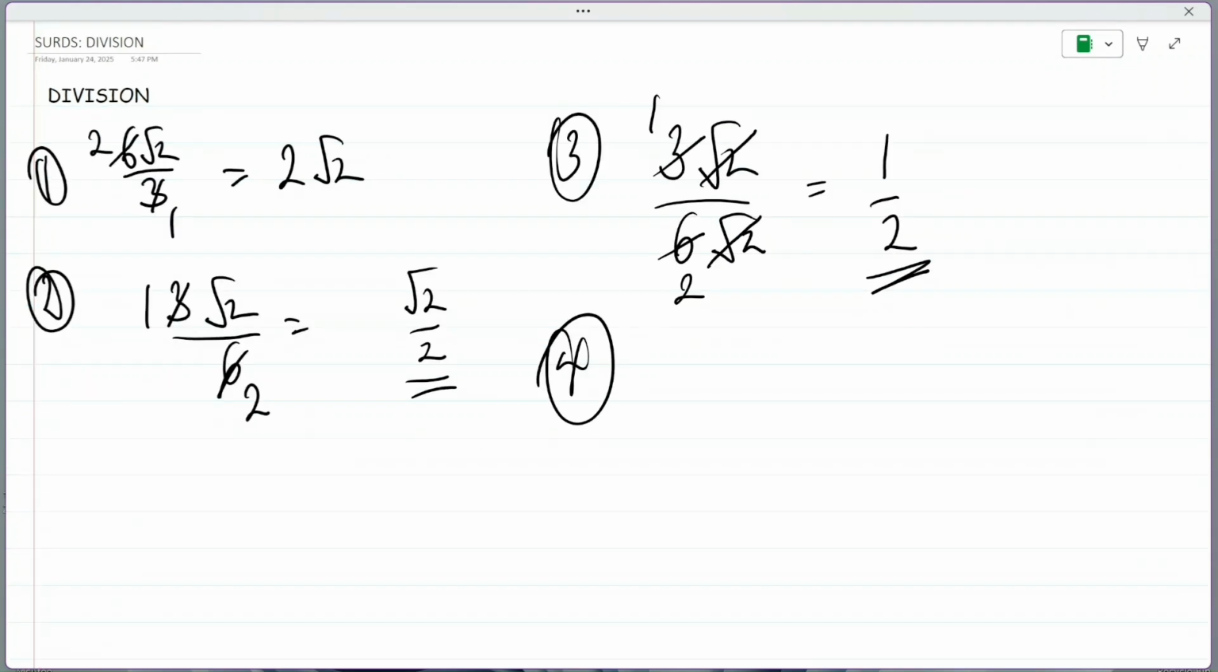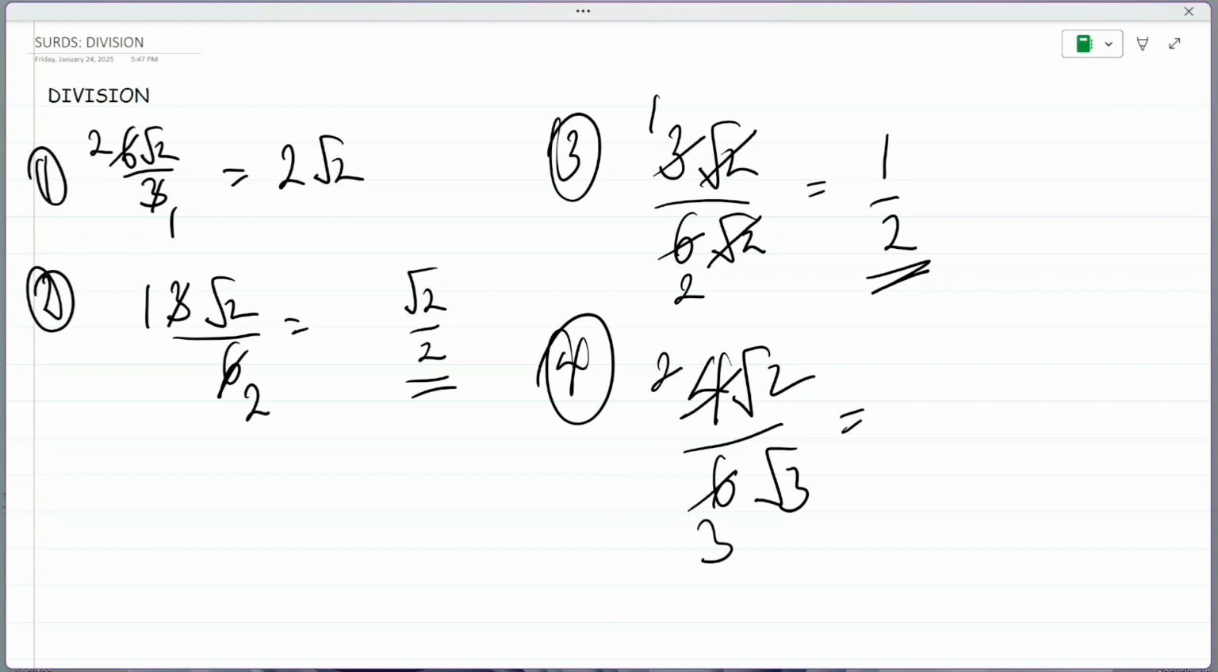Question 4. What if you have 4 root 2 over 6 root 3? This root 2 and root 3 can't cancel, they don't have anything in common. But you can work with this 4 and the 6. 2 can go in 4, that's 2. 2 in 6, that's 3. Your answer will be 2 root 2 over 3 root 3. That's just division. We're not going to be rationalizing the surds. At this point, let's just leave our answer like this: 2 root 2 over 3 root 3.